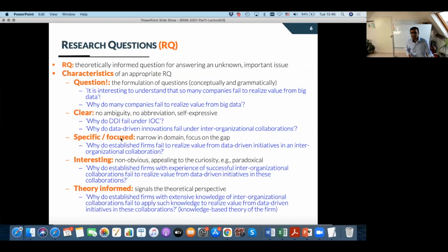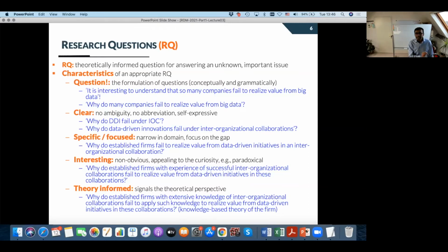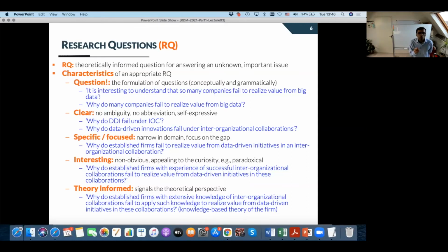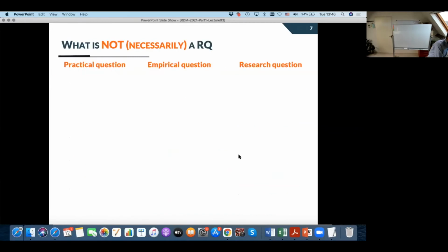And this is the last but the most important thing in terms of having a research question. It should be theoretically informed. The other way to put it, if I read your research question, it should smell your theory or your theoretical perspective, your lens. And there, I have this slide for you.